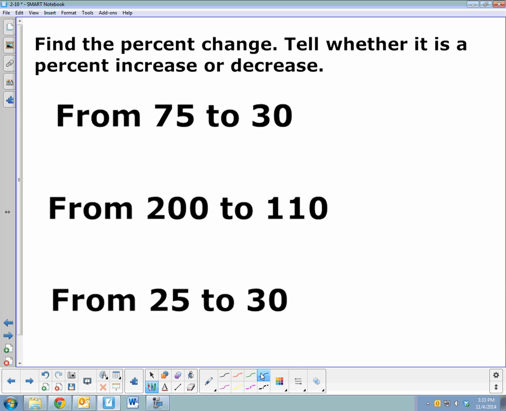So the percent change, we don't know the percent. I know that from 75 down to 30, we're looking at a 45 change. It changed 45. Doesn't matter negatives or positives. How much did it change? It changed 45. The original was 75. Okay, so 45 over 75. 45 divided by 75, I get 0.6.